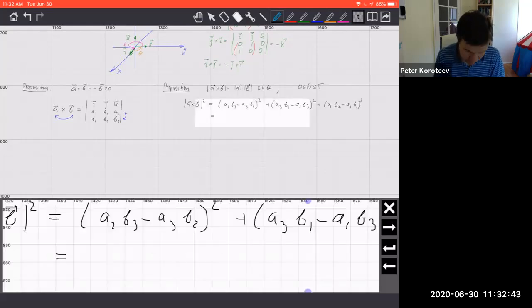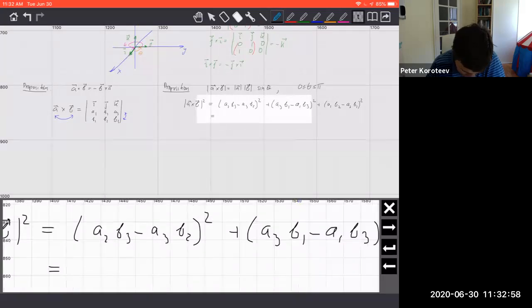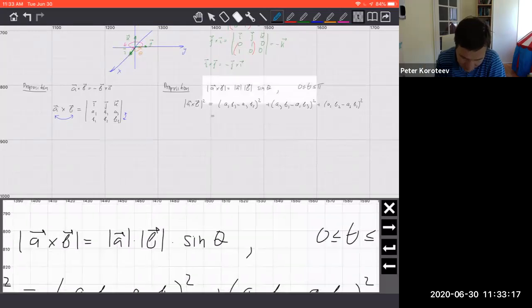Now, you need to do some calculations, but let's try to do them in a smart way. What will we get from squares? We'll have the square of everything and cross terms. Now, how do we combine the cross terms? The cross terms will appear with the factor of -2. So our idea is to rewrite this as the square of the right-hand side.